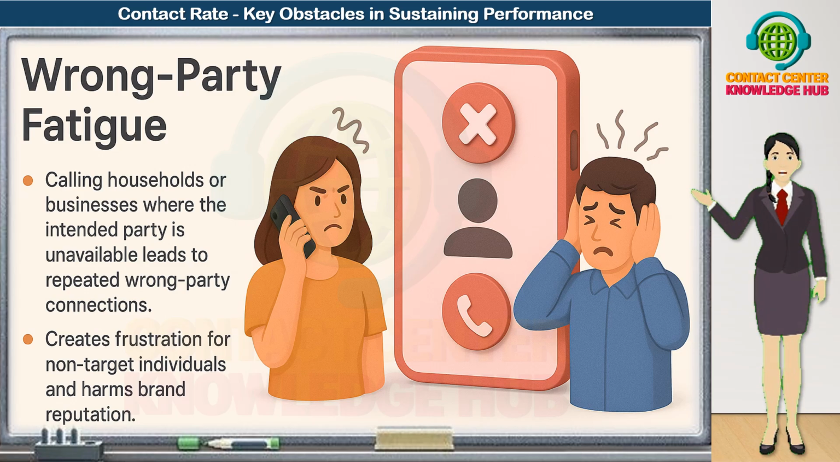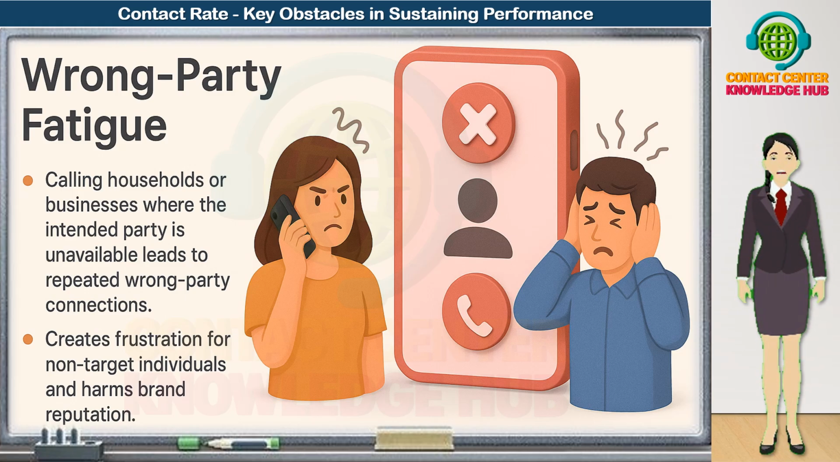These non-target contacts may begin to report or block your calls, damaging your caller reputation and reducing your future reachability. The best data hygiene: regularly validating contact lists, marking confirmed wrong parties, and removing them from future campaigns.